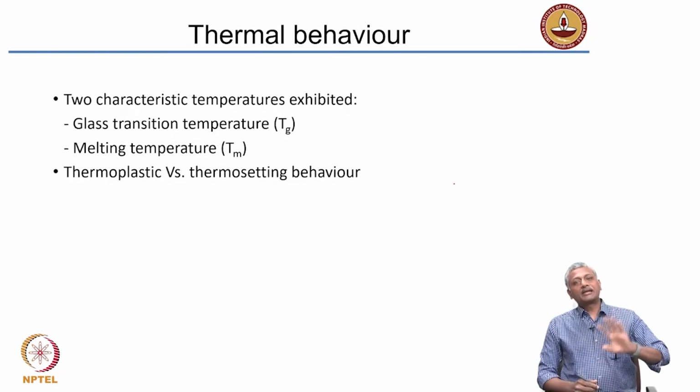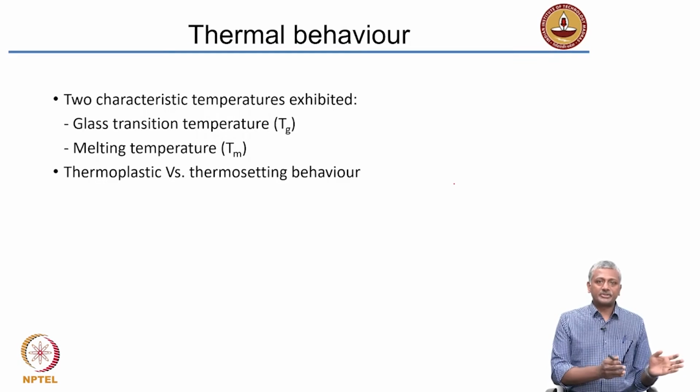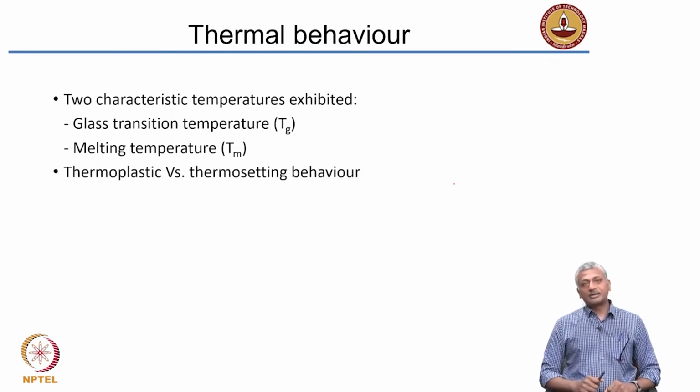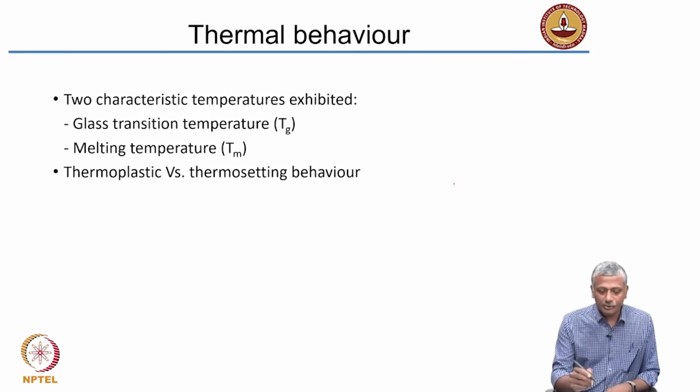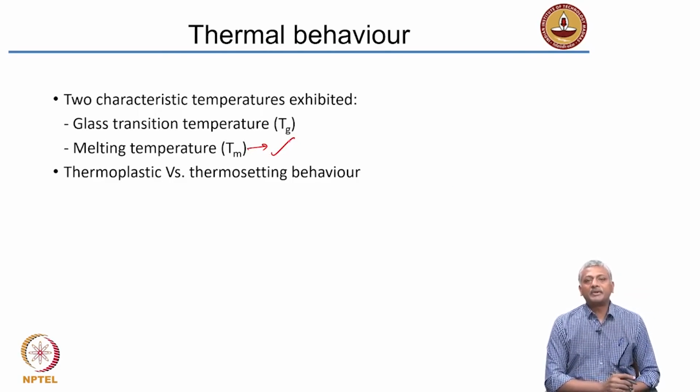Right. So, we looked at mechanical behavior of polymers. Now, let us talk about another important characteristic, that is the thermal behavior. Most polymers which have crystalline and amorphous regions would exhibit two characteristic temperatures. You will have a glass transition temperature and a melting temperature. Now, just let us define this. Of course, melting is something that you are all familiar with.